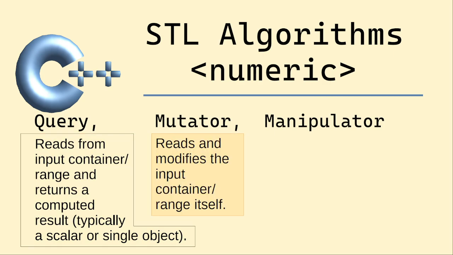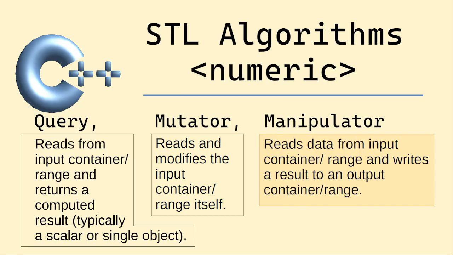A mutator algorithm reads the container range and modifies it in place. It modifies the input container itself. A manipulator reads data from the input container range. It could be one container, or it could be more than one container, and writes the result to the output range, output container or range.